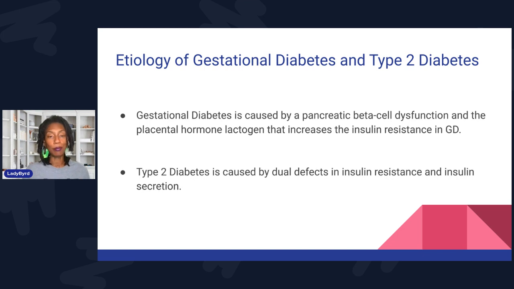Now, with type 2 diabetes, you're going to have a dual defect. You're going to also have that insulin resistance, but you can also have impaired insulin secretion, meaning that your pancreas is not creating the insulin for your body to secrete.